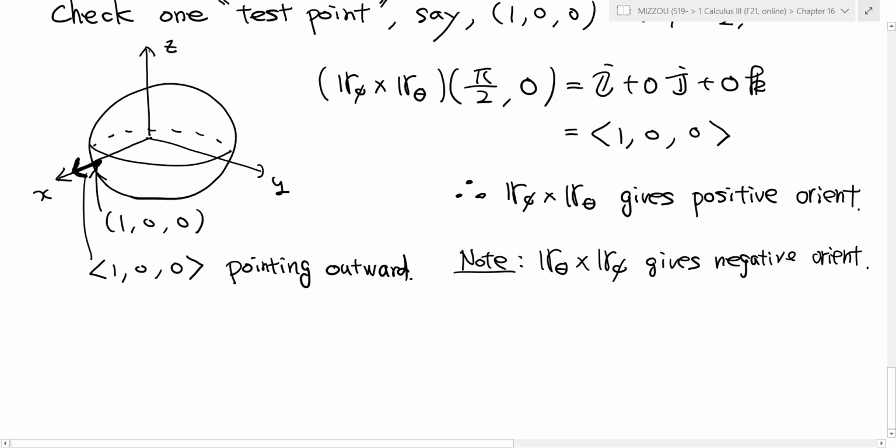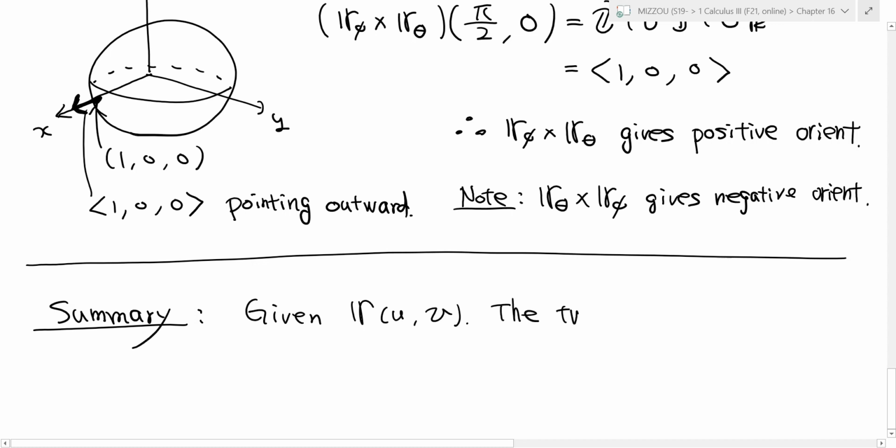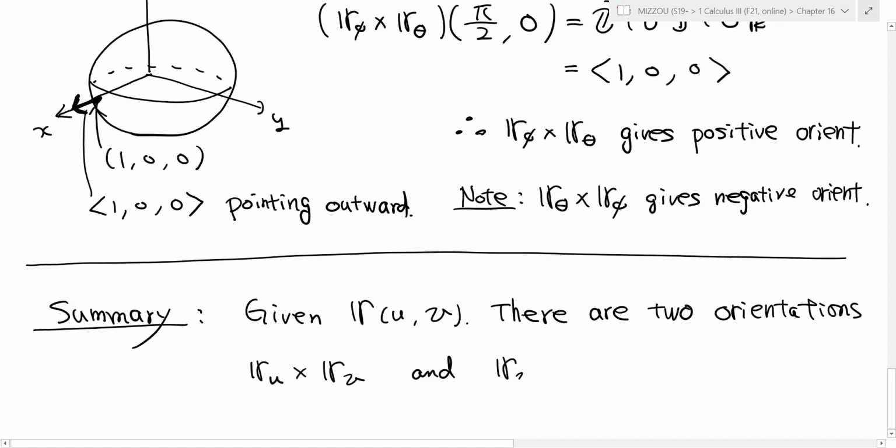Okay. All right. So let me just summarize. After all, what you have to know for this section, for this video, is this. Given u and v, there are two orientations. One of them is given by this, and the other one is given by the other one. And one is the opposite to the other.